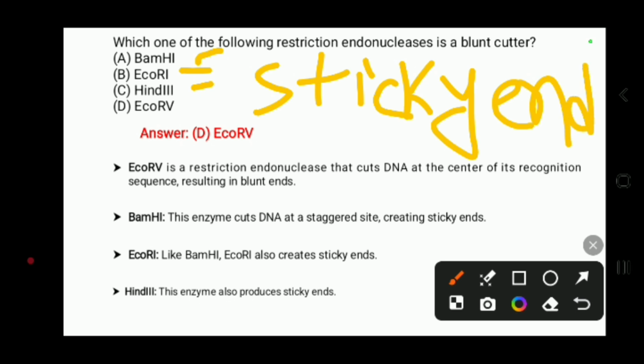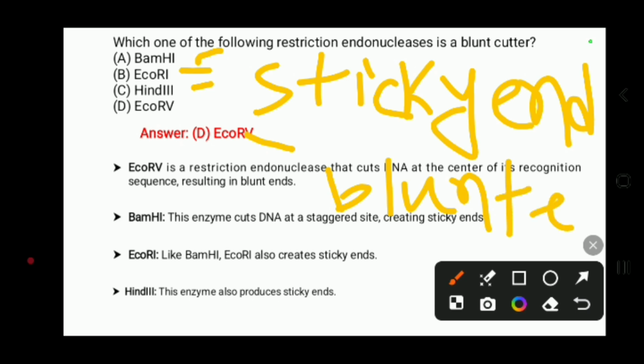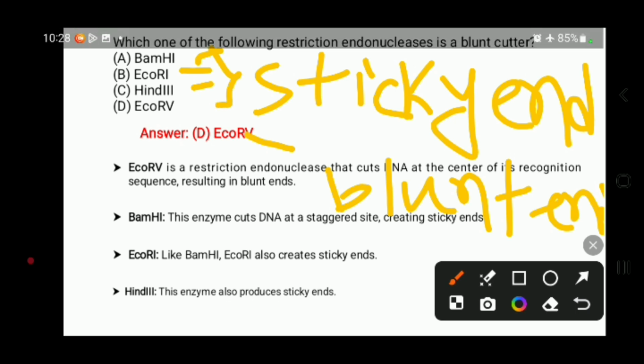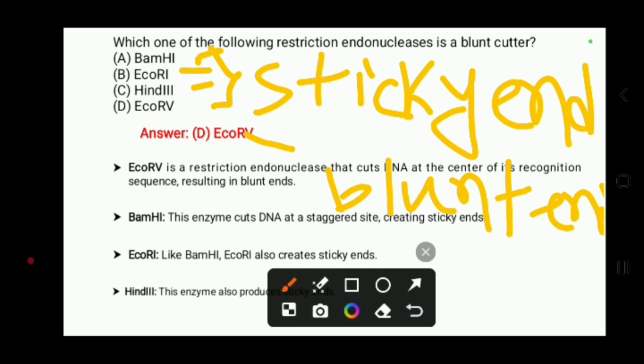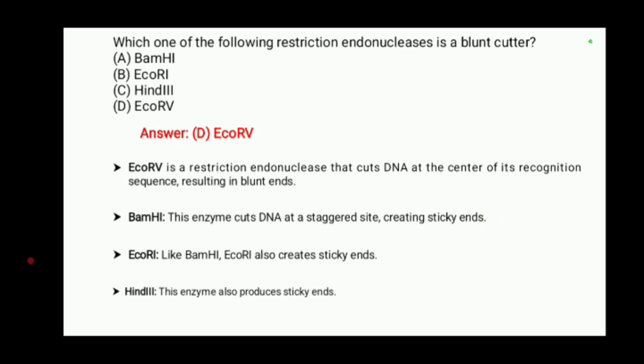Whereas EcoRV produces blunt ends. These three cause sticky ends. BamHI, EcoRI, HindIII produce the sticky end, whereas EcoRV produces the blunt end.